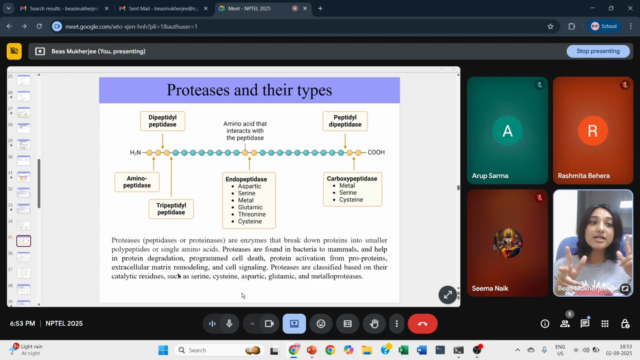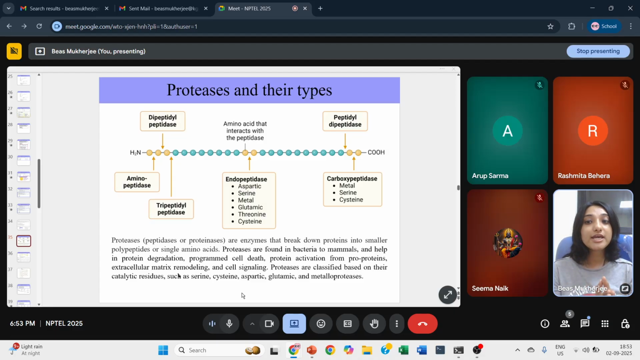So this can be N-terminal and C-terminal. They are cleaving only the last residue. They can be endopeptidases. So that means they are cleaving in between. There can be dipeptidyl peptidases, tripeptidyl peptidases, etc. Right, so there are different types of peptidases and they have different specificities. Now for your exams, we will talk more about serine proteases and we will talk a lot about the cleavage site of different proteases because this is a question that gets repeated in every exam.